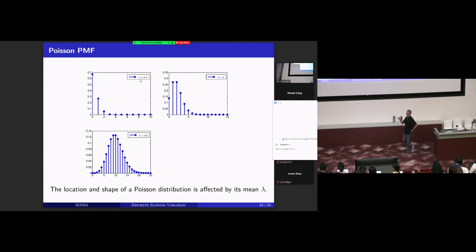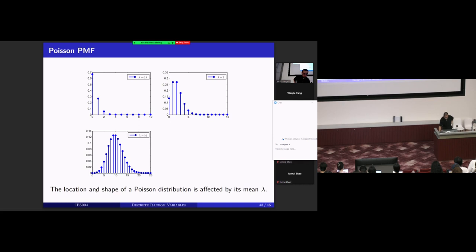If lambda is small, of course, because it must take non-negative values, you can expect that the center of the distribution will be close to that end, right? And it will look thinner. And when lambda increases, the center of the distribution will move from left to the right side. So this is the Poisson distribution.